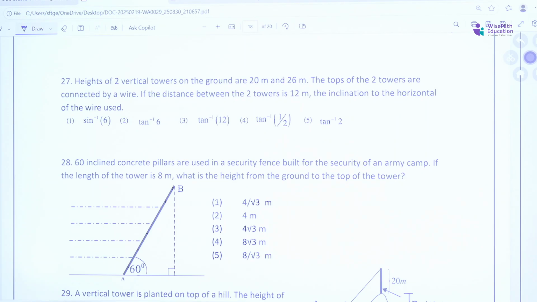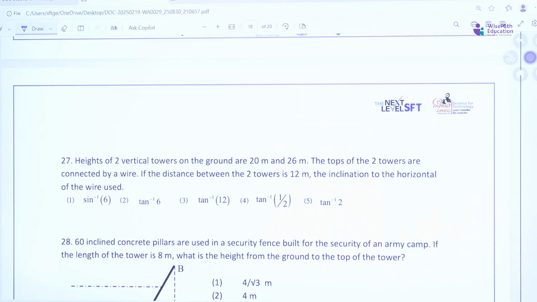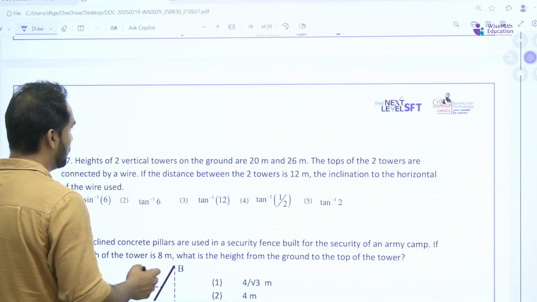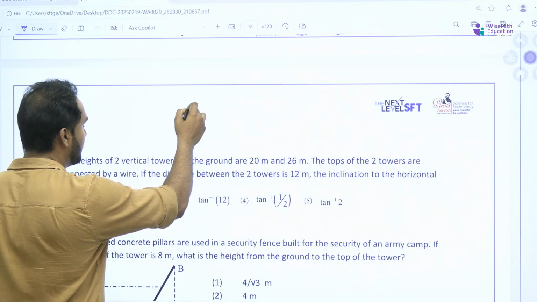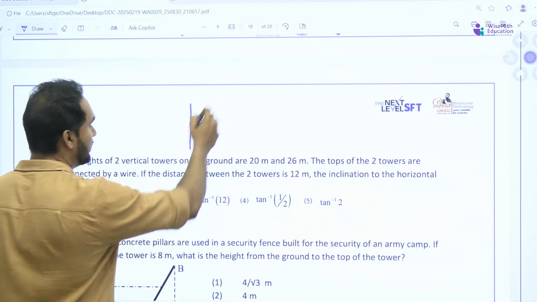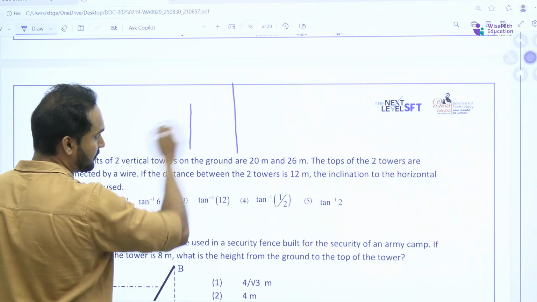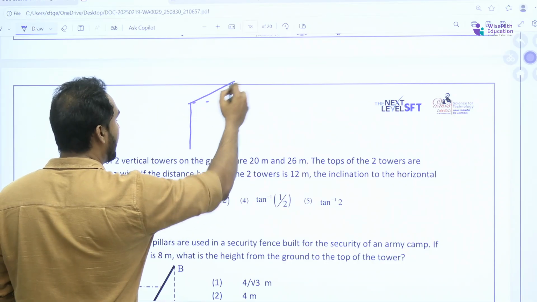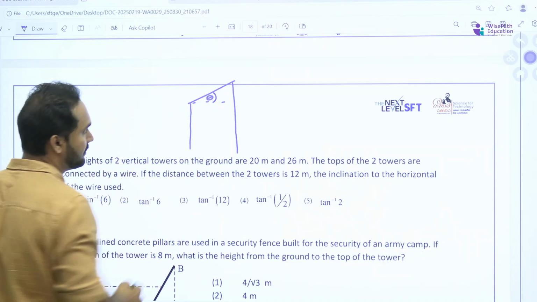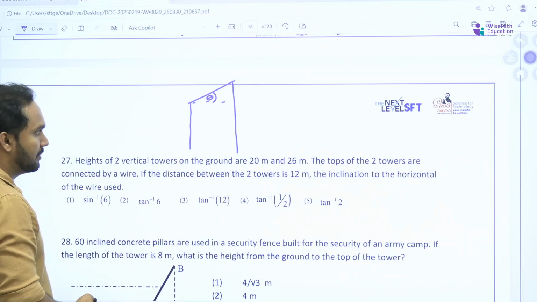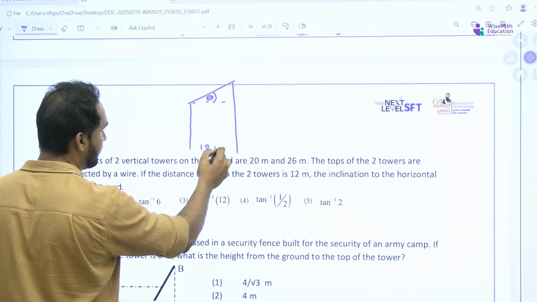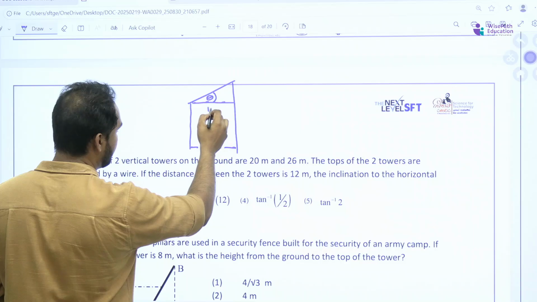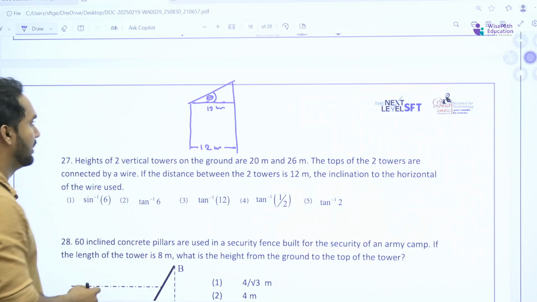Now they are asking for the angle, the inclined angle. This is what it says: height of two vertical towers on the ground, one is 20 meters and the other is 26 meters. The inclined angle they are asking, we'll take it as theta. And the distance between the two towers is 12 meters. This is 12 meters, so this should also be 12 meters as well, isn't it?